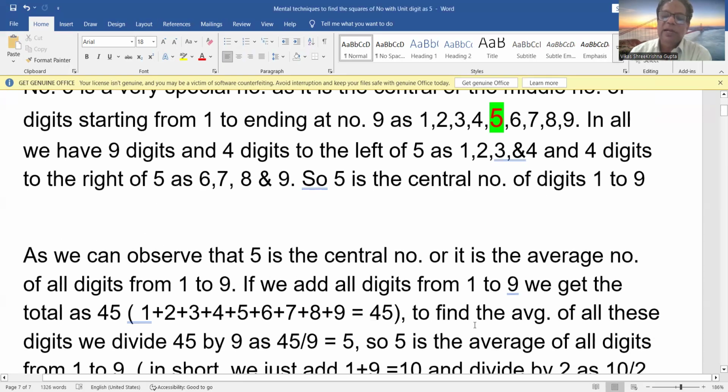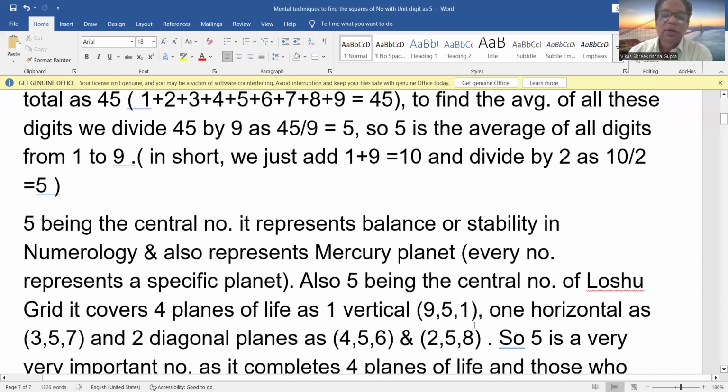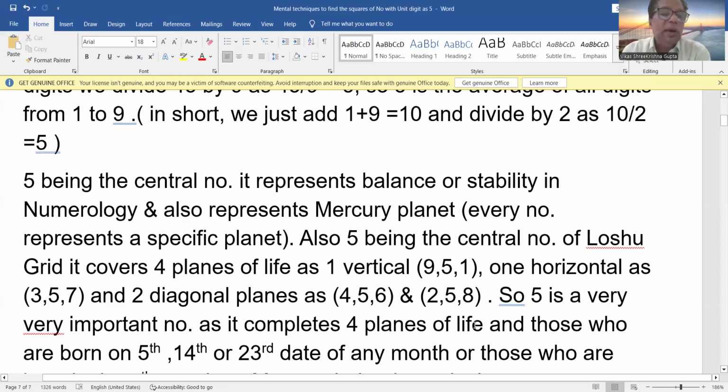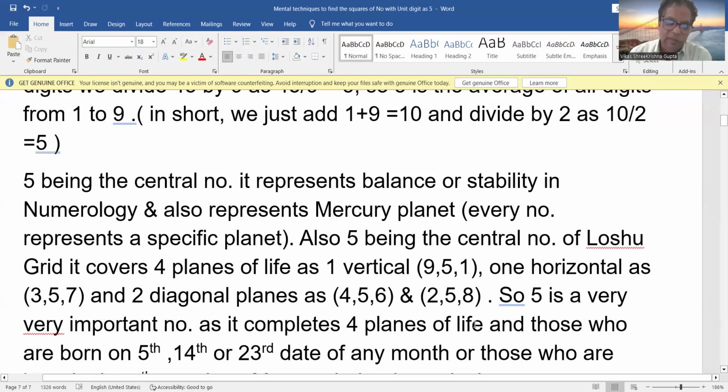And 5 is the central number. It's the average number, it is the central number. And also, it represents the kind of stability of balance. And like in numerology, if you know anything about numerology, the number 5 represents the Mercury planet. And in numerology, every planet is given a certain number. So as per numerology, the number 5 represents the Mercury planet, and 5 being the central number.